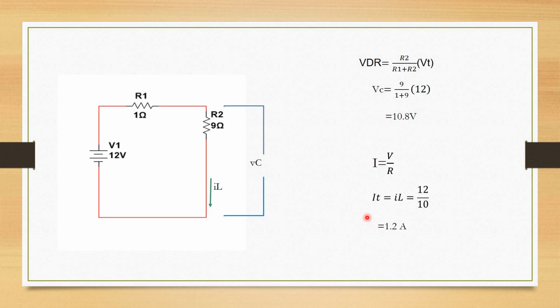IL is now equal to I total because there is no other way for the current to flow. So I have used Ohm's law, which is I equals V total divided by R total. Our V total is 12 volt and R total is equal to 1 plus 9, 10. So I total and IL will be 1.2 ampere.